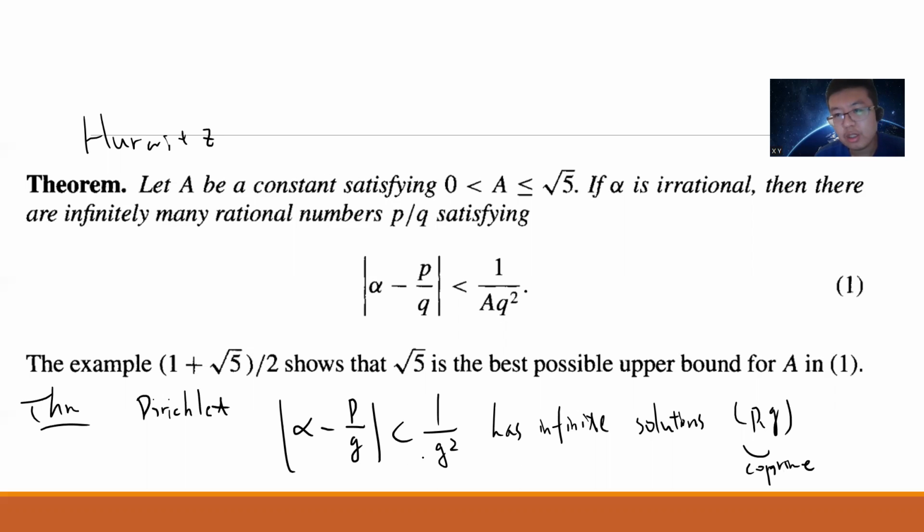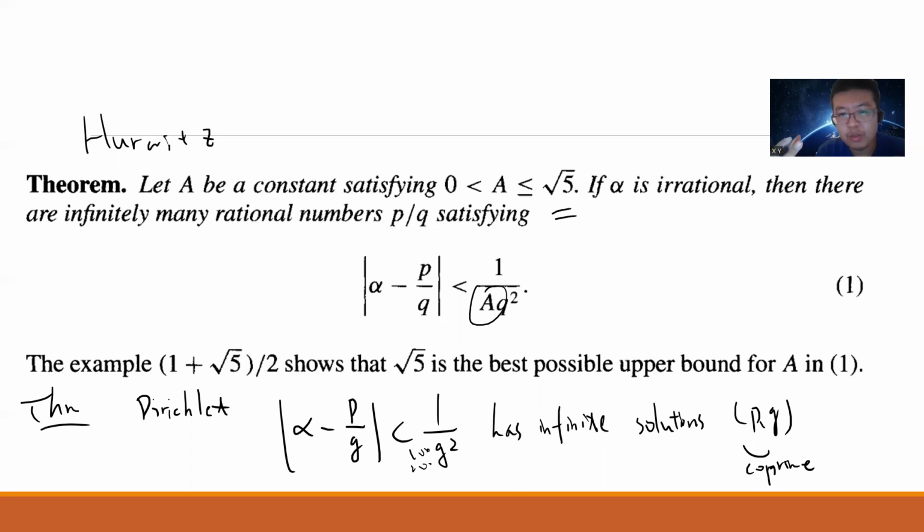So one might ask, how can I improve this, right? Maybe I can shrink the bound more, or put 100 or 200 here to make it stronger, right? But this theorem tells you that the square root of 5 is the best. So basically, the square root of 5 is the best constant that you can get.